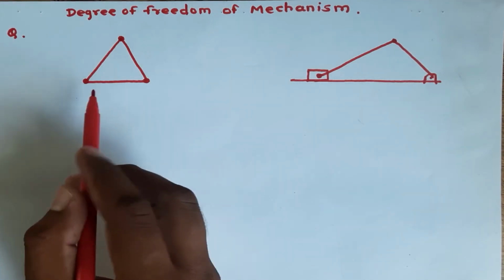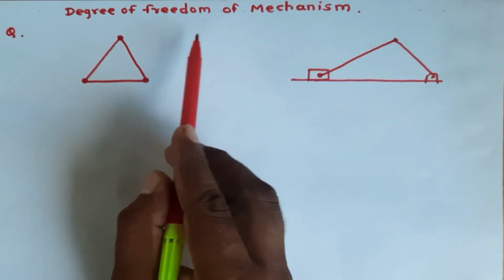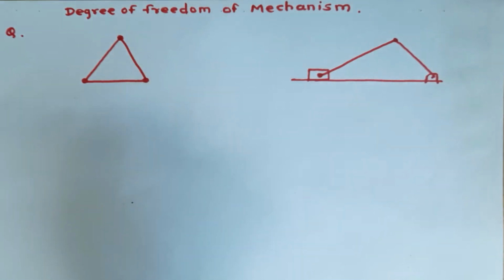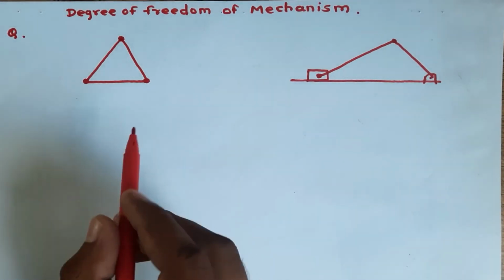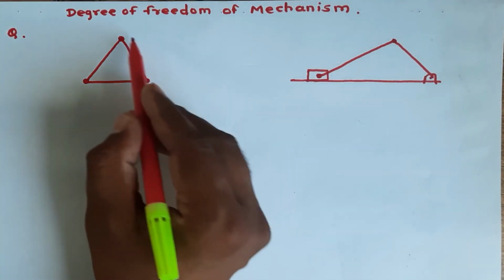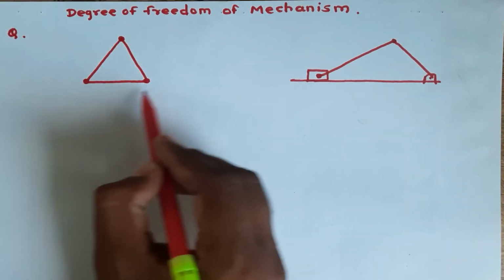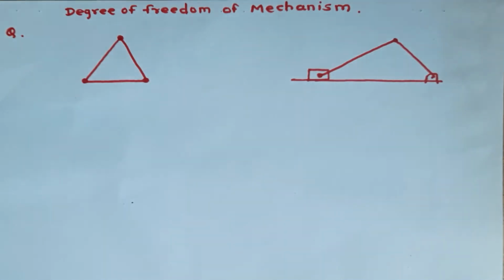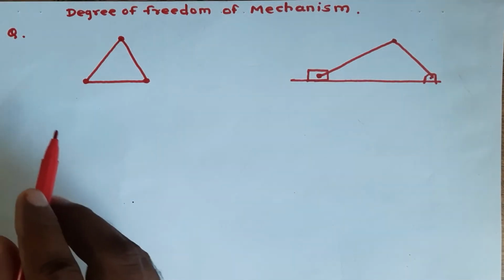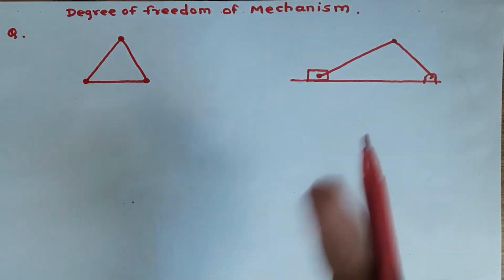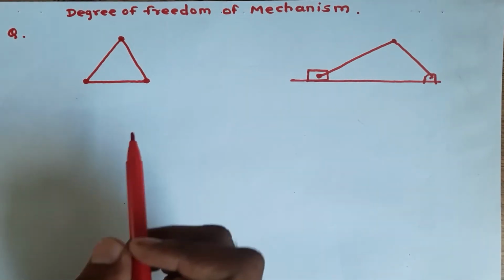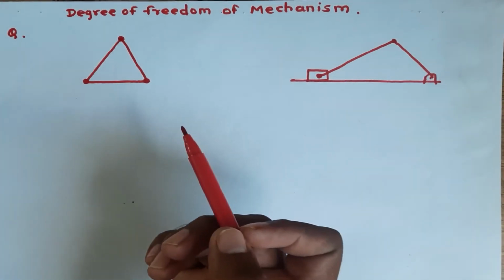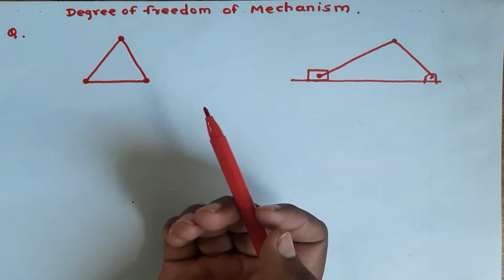Hello friends, today we will see how to find the degree of freedom of a given mechanism. In the first question, we can see the figure of which we have to find the degree of freedom. For finding the degree of freedom, two criteria are considered. The first one is the Grubler criteria and the second one is the Kutzbach criteria.